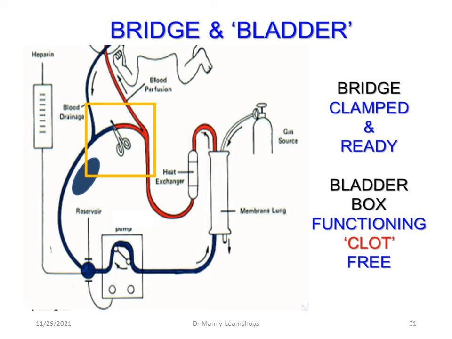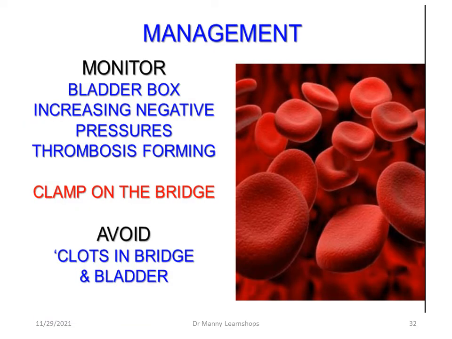Here's the bridge and bladder. The bridge is clamped and ready. The bladder box is functioning and clot-free. The management: you monitor the bladder box, you monitor for increasing negative pressures, you monitor for thrombosis that could be forming. You make sure that the clamp is always on the bridge and you avoid clots in the bridge and the bladder. If possible, they can be aspirated.